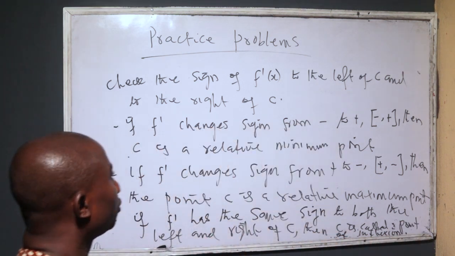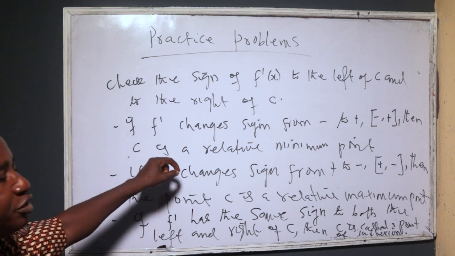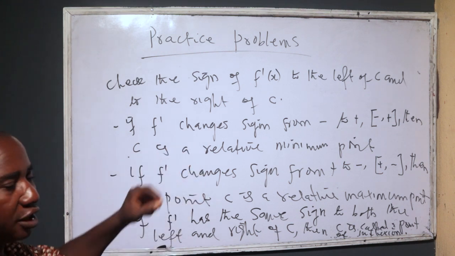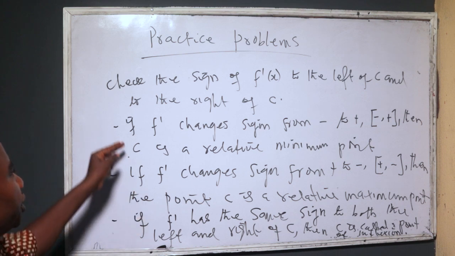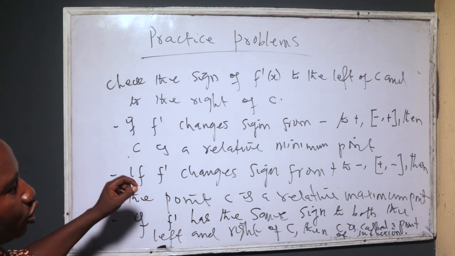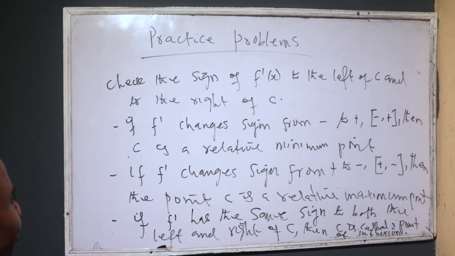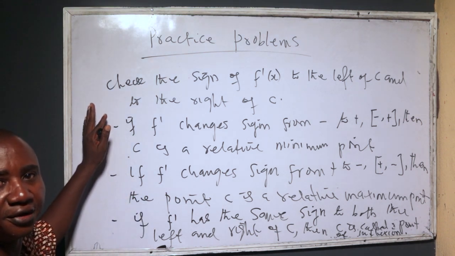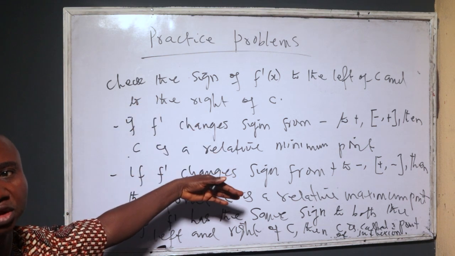So that is what we do to check whether a given point is a relative minimum point or a relative maximum point or a point of inflection. This is the first derivative test, but then we also have the second derivative test. Sometimes you can look at that as being simpler to use than the first derivative test.